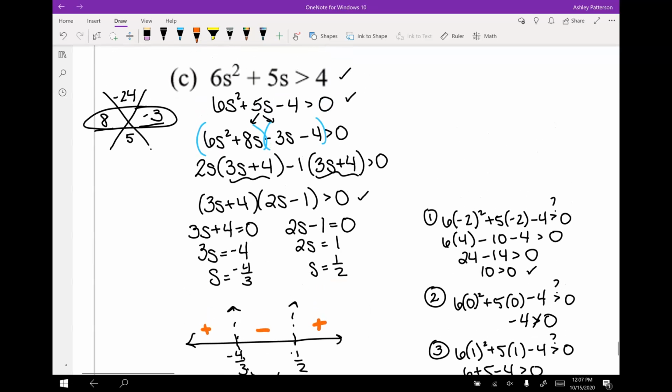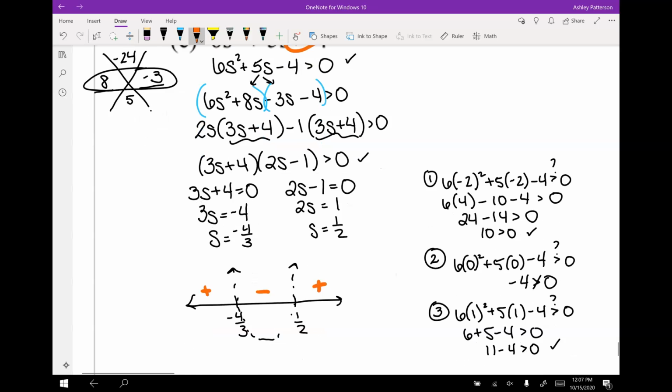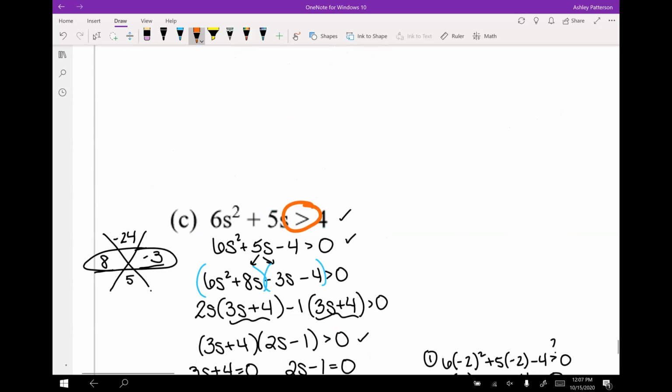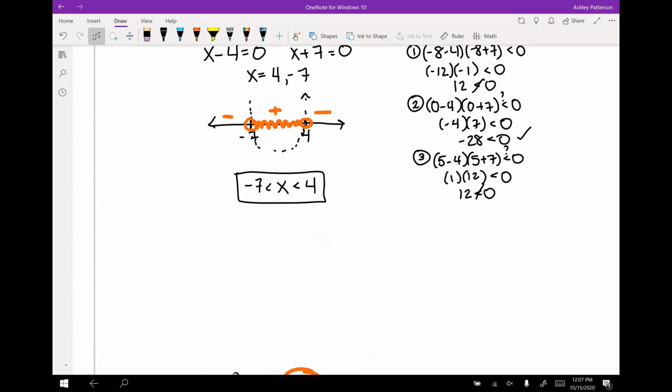Okay, inequality time. It does not have the equal to. So solutions will be less than negative 4/3 or greater than 1/2. This is really important, and versus or. Let's go back to number 1. If my solutions lie between -7 and positive 4, can you be a number that is greater than -7 and less than 4? Yes, you can. If I were to pick -2, well, that's greater than -7 and less than 4.